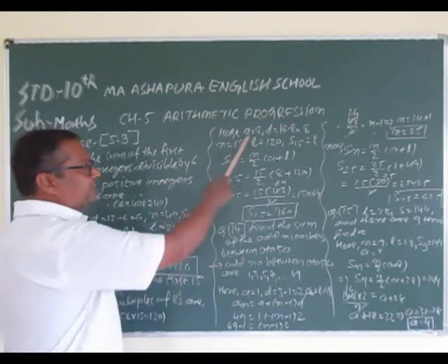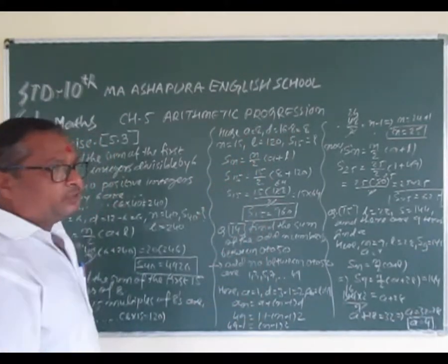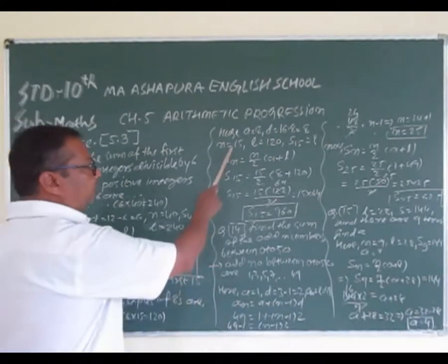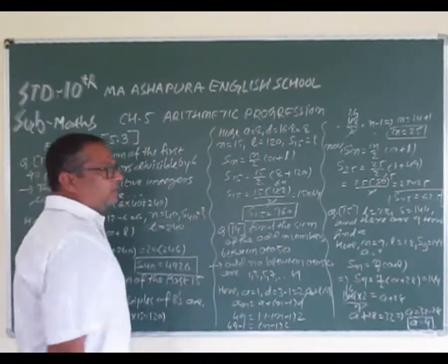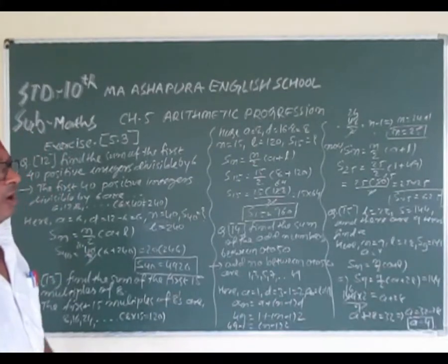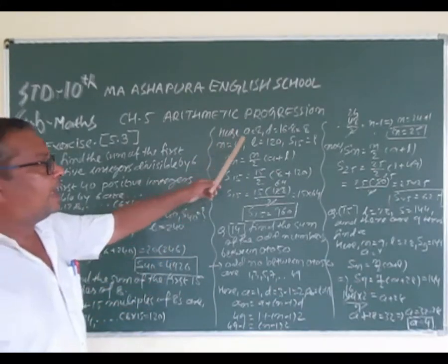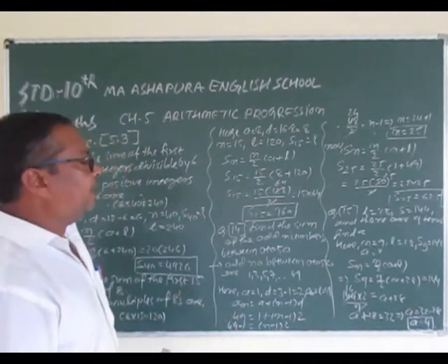So here a is equal to 8, d is equal to 16 minus 8 is equal to 8, which is the common difference. n is equal to 15, l is equal to 120, and we can find out S15 here. So first of all, write the formula Sn is equal to n by 2 into bracket a plus l, and now substitute the values. n is equal to 15, l is equal to 120 and a is equal to 8.